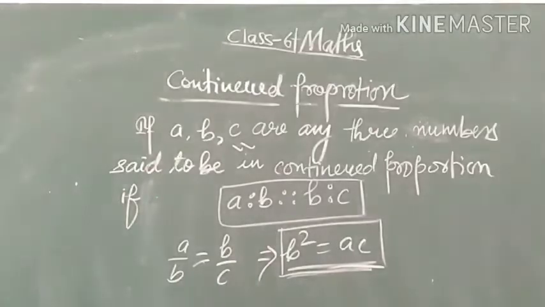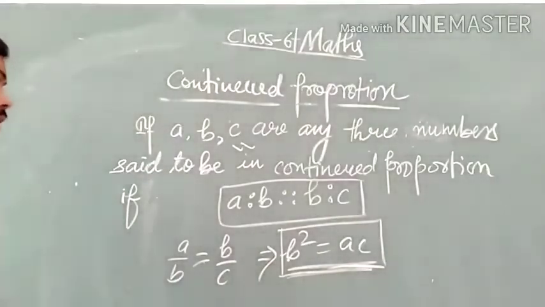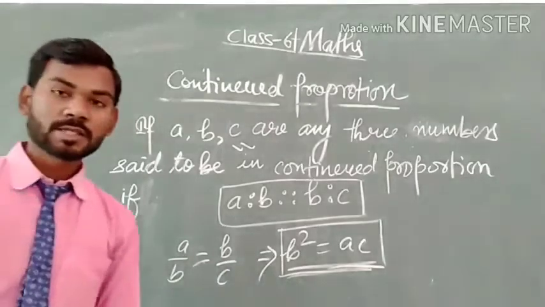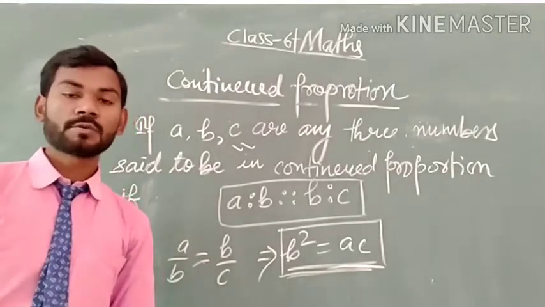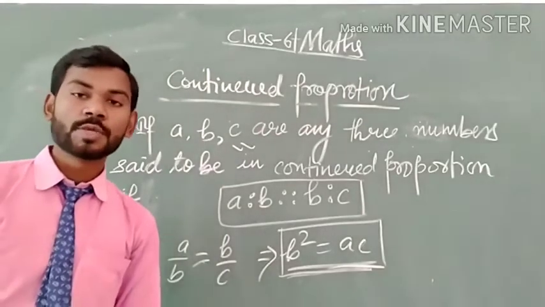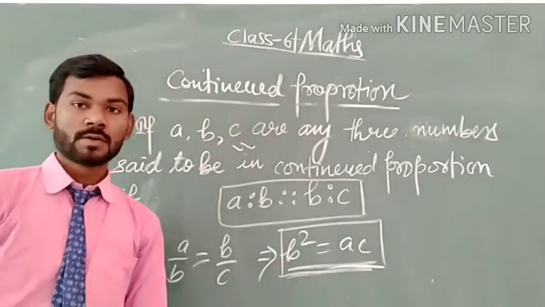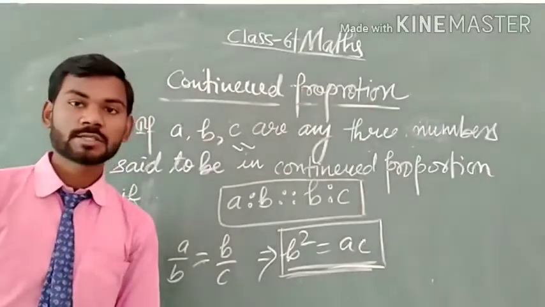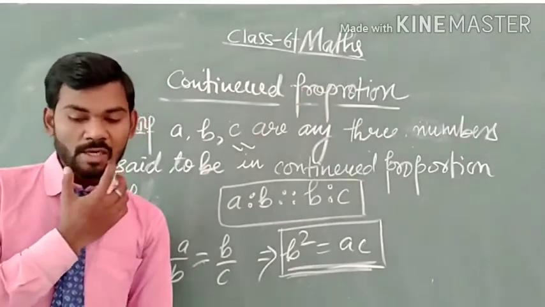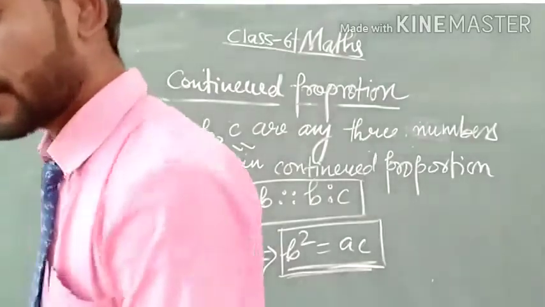So this is called continued proportion. If A, B, C are any three numbers, then they are said to be in continued proportion if A ratio B is equal to B ratio C. Okay students, so I hope the concept of continued proportion is clear to everyone. Now let us see some problems on this topic.